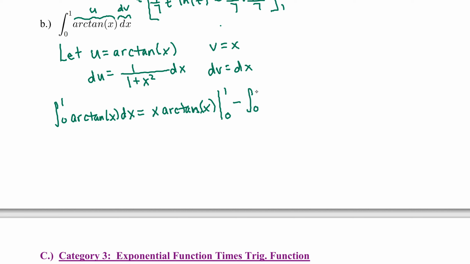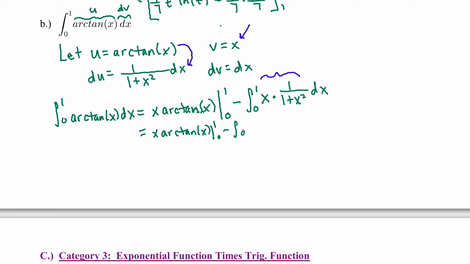Minus the integral from 0 to 1 of v, which is x, times du, which is 1 over 1 plus x squared dx. So what we're doing here is taking advantage of the fact that the derivative of arctangent is algebraic, which means it's going to combine nicely with our choice of v, making this an easily executable antiderivative. So I'm going to take one step to rewrite that second integral. Maybe that'll trigger your imagination for how we are to handle this one. We have the integral from 0 to 1 of x over 1 plus x squared dx.